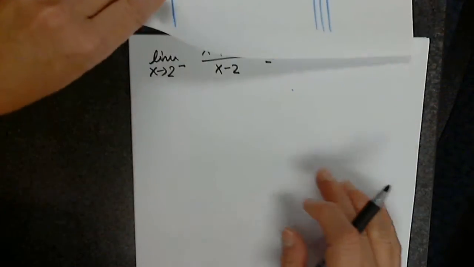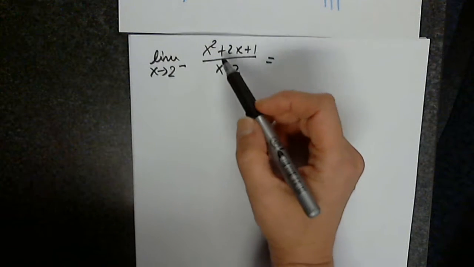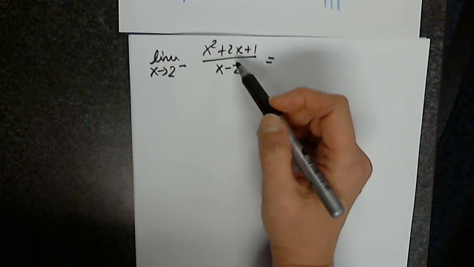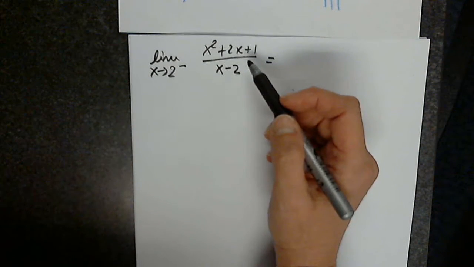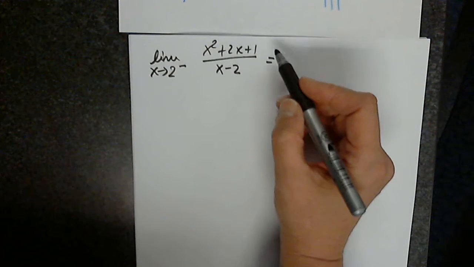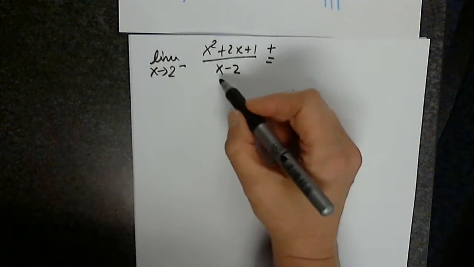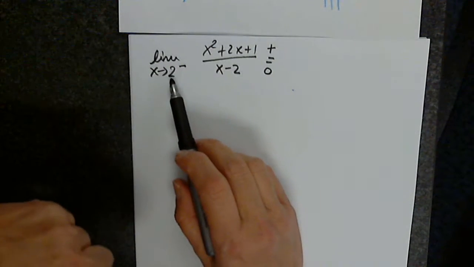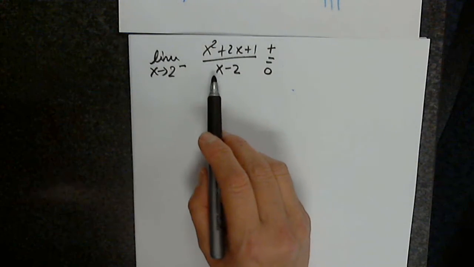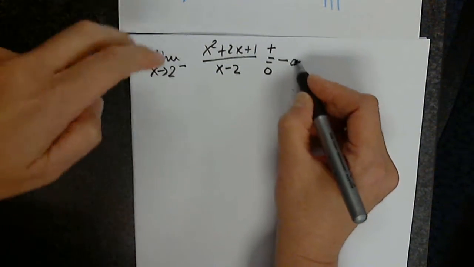Okay? So the limit from the left of 2. I know the top is 4 plus 4 is 8 plus 1 is 9, so it's positive. And the denominator is 0, but 2 from the left will be 1.9 minus 2. So the answer is?